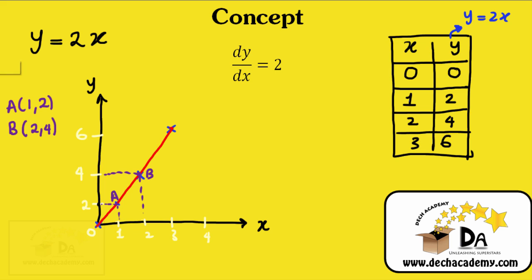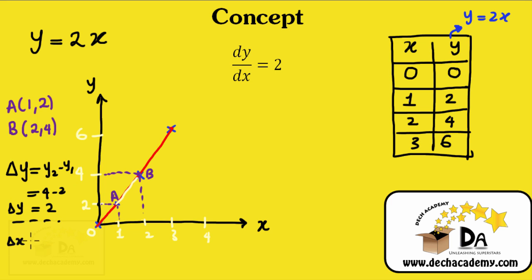So imagine I'm moving from point A to B along this line. Remember, this line represents this function. What's the change in the y value? I'm going to represent that with delta y. So I go from a y value of 2 to a y value of 4. The change in y is y2 minus y1, which is 4 minus 2. So this is y2, this is y1, this is x2, this is x1. So the change in y is 2.